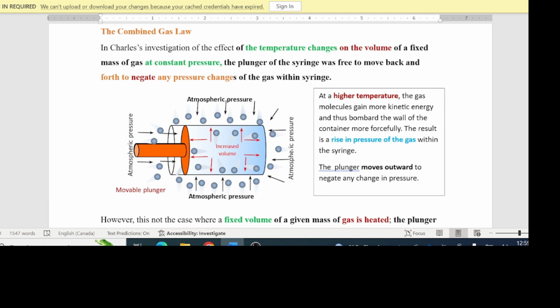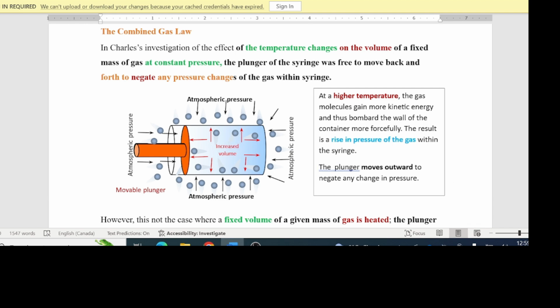If you can recall, when Charles investigated the effect of temperature on the volume of a fixed mass of gas at constant pressure, the gas within a syringe was heated, but the plunger was movable. So any increase in pressure within the syringe was negated by the outward movement of the plunger. So the pressure inside stayed constant.